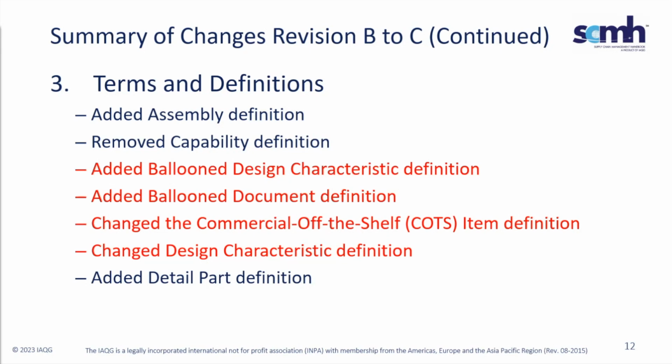We added the definition of a balloon document, which is an aid used during first article to identify all the design characteristics, including all documents. For example, drawings, purchase order, digital product definition. Typically, there will be sequential numbering of the design characteristics and adding a circle around or highlighting the numbered design characteristics, similarly to what we all commonly refer to as a balloon drawing.